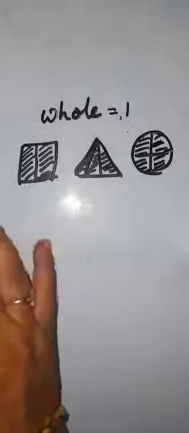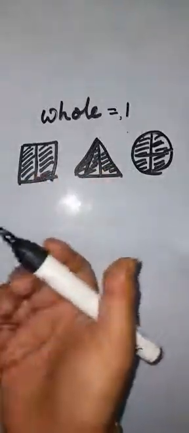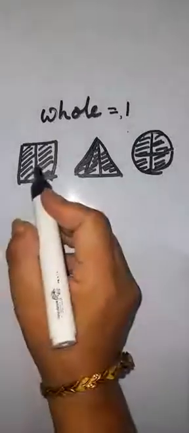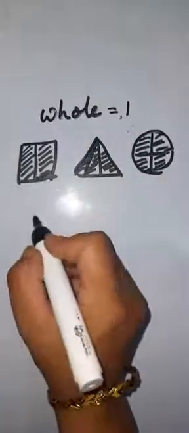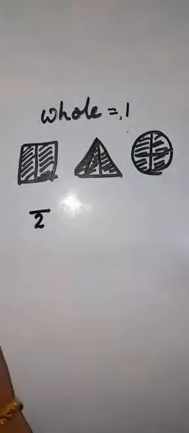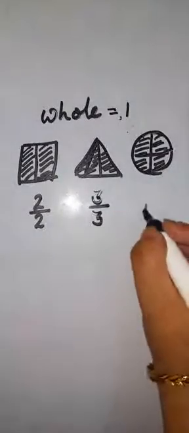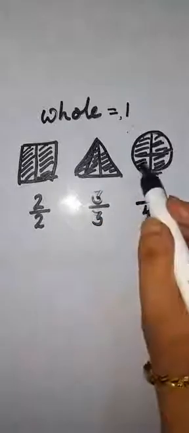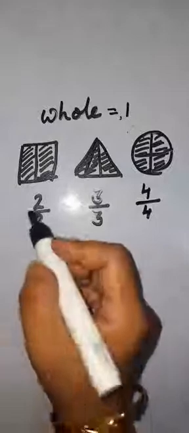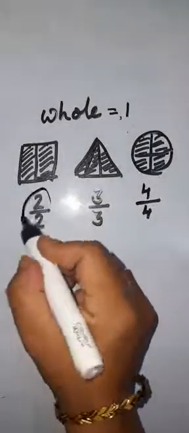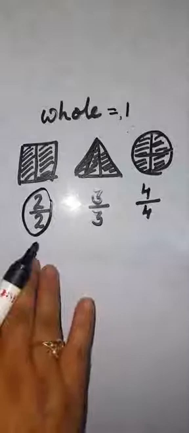All right. Now what fraction represent a whole? अब हम fraction जो whole के लिए हम कौन सा fraction represent करेंगे? Now square we have 2 equal parts. Out of 2, how many parts are shaded? 2 parts are shaded. And triangle we have divided into 3 equal parts, and how many parts are shaded? 3 parts are shaded. Now circle we have divided into 4 equal parts, and how many parts are shaded? 1, 2, 3, 4. 4 parts are shaded. So this is the whole. Okay, this fraction represents the whole.